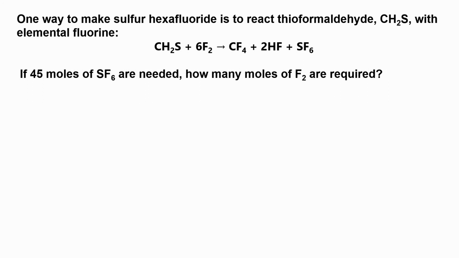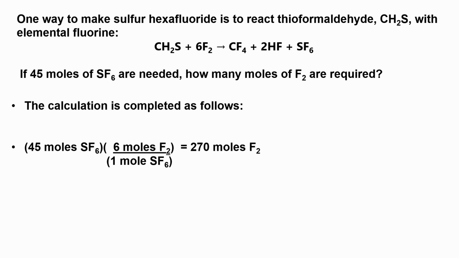Now the calculation is completed as follows, where 45 moles of SF6 times the fraction, 6 moles of F2 divided by 1 mole of SF6. The moles will cancel, and the answer is 270 moles of F2.